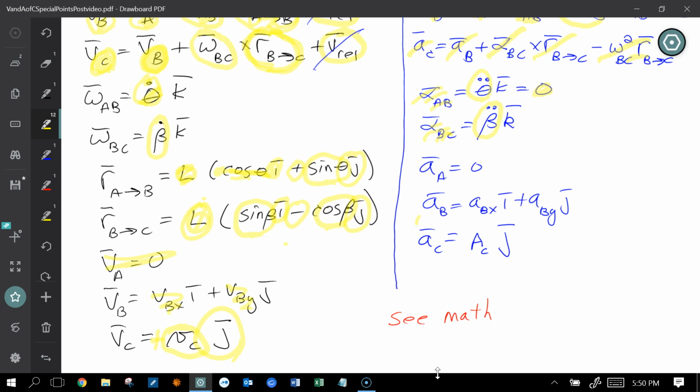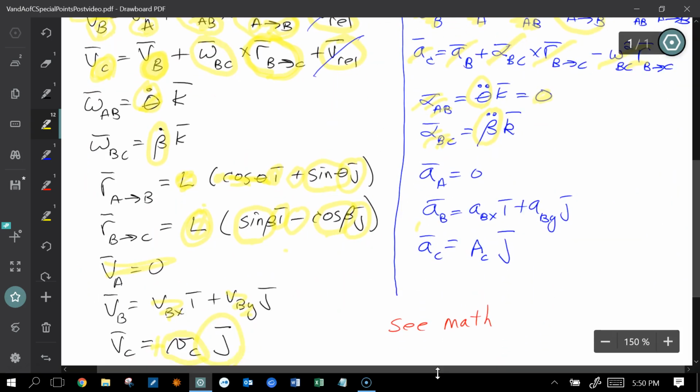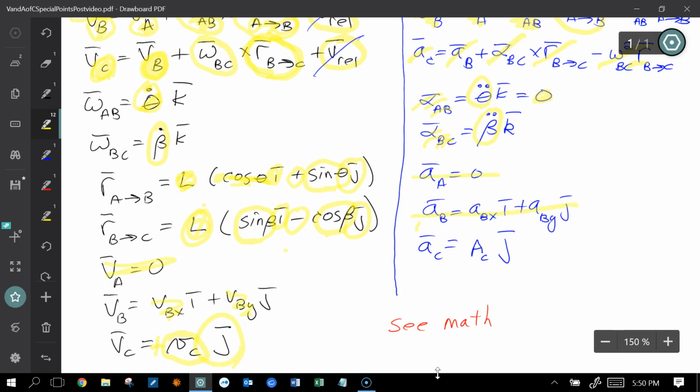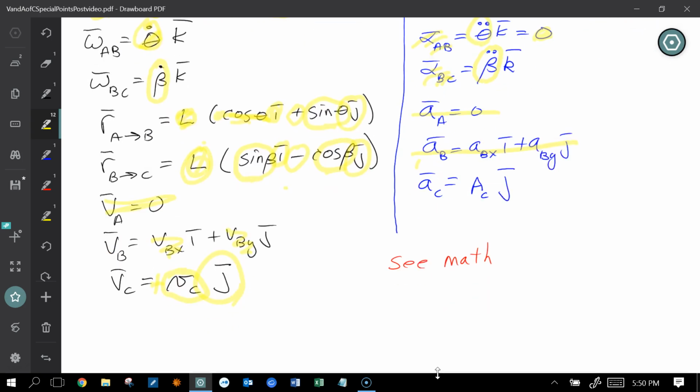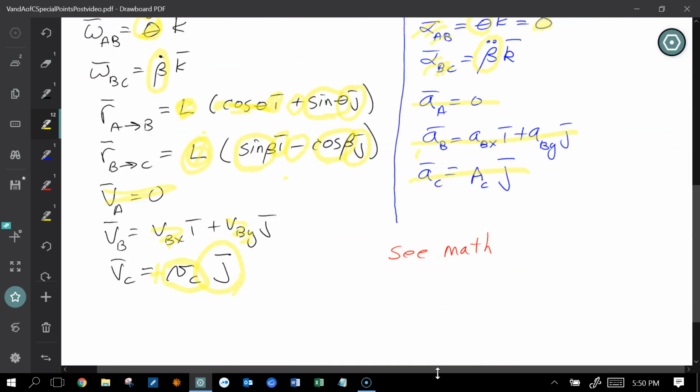Okay, on the left-hand side, I found the velocity of A, it was 0. Well, what's the acceleration of A? 0. Bingo. On the left, I looked for the velocity of B. I said, well, I don't know it. Same thing's going to happen over here. You don't know the acceleration of B. Okay, maybe it's got two pieces. Who knows? And then what did you do for C? Oh, you knew it was vertical. Okay, what do you know about it now? The acceleration is vertical. Okay, so you've mimicked the equations.